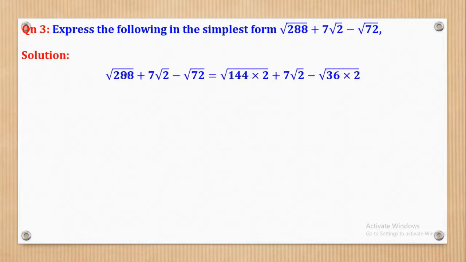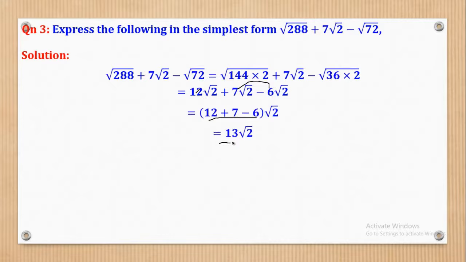Now this one, 288 is the same as 144 times 2. This 2 is maintained. 72 is the same as 36 times 2. Therefore, square root of 144 is 12, that's why you see 12 there. Square root of 36 is 6, that is why you see 6 there. The next is this plus this minus this to come up with this part, and the answer will be 13 root 2.